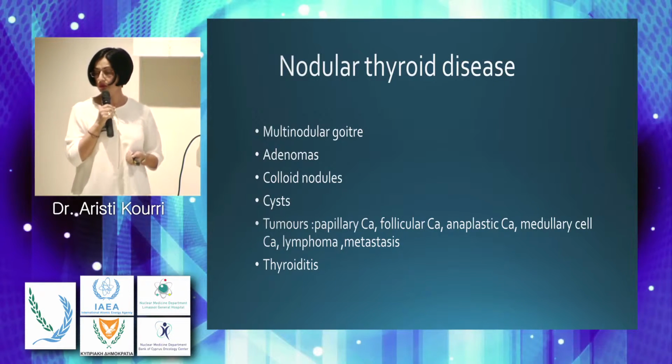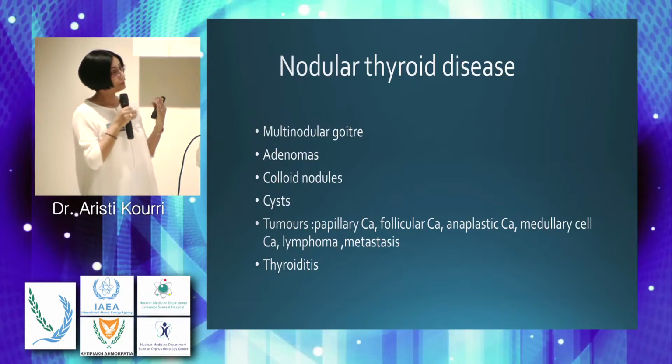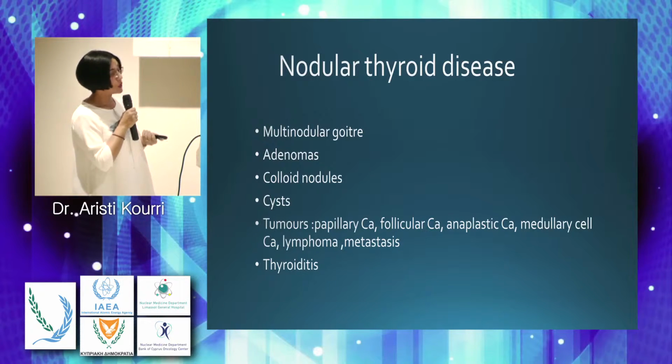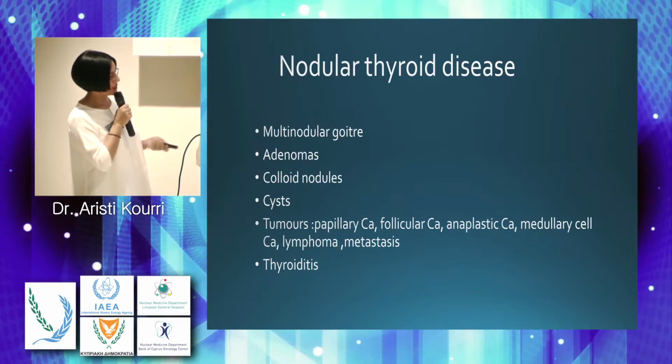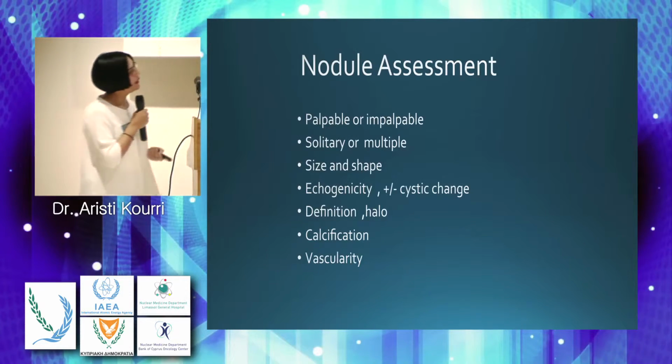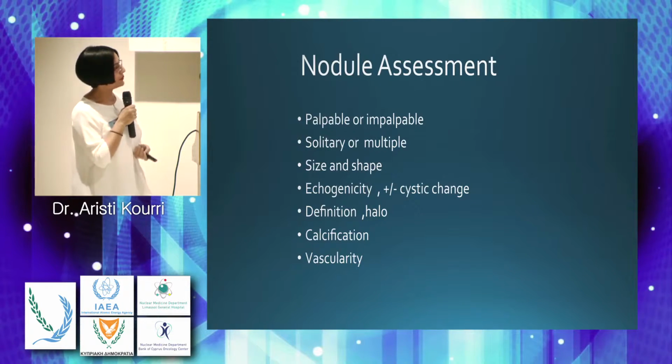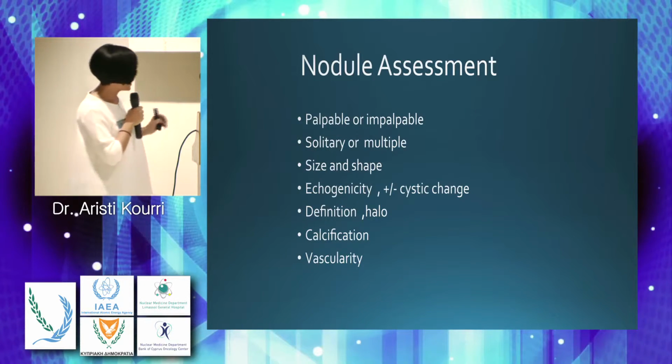When we say nodule, we mean a lump that is a focal disease and can be due to multinodular goiter, to adenoma, to a colloid cyst, to a colloid nodule, and to tumors: a papillary carcinoma, a follicular, anaplastic, or medullary cell carcinoma, lymphoma, or metastasis, or just to thyroiditis. If we have a nodule, we have to see if it's palpable or impalpable, if it's solitary or multiple, its size and shape, the echogenicity, if it has any cystic change, the definition, the halo. All these are very important. Also if it has any calcification and its vascularity.